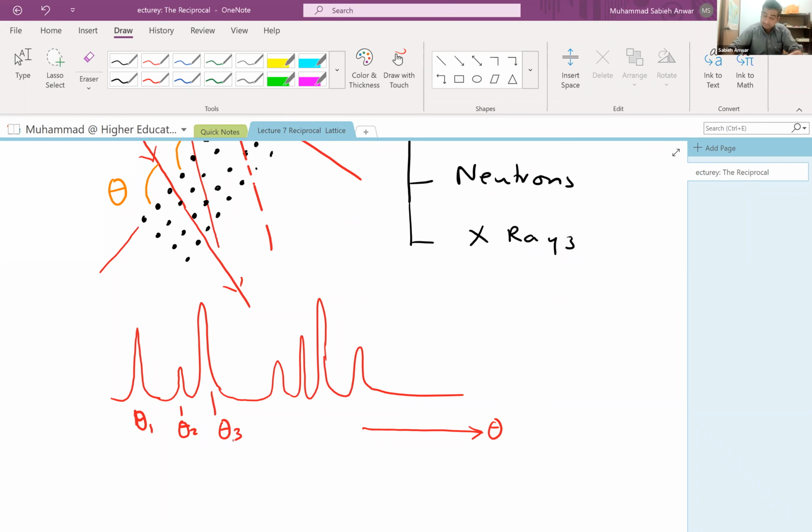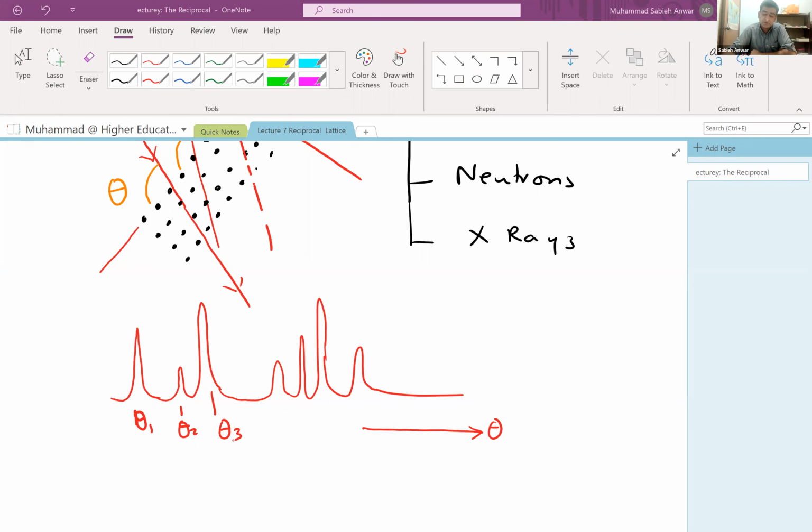Yes, Mariam. Sir, the values of theta, are they material specific? As in, can we identify a material by looking at its peaks? Exactly. X-ray diffraction helps us identify the arrangement of atoms inside the crystal. So it helps us identify the space group of the material under investigation, and it also tells us the identity of those elements or atoms placed inside. That's why X-ray diffraction is an indispensable tool. It helps us tell the structure of the material.